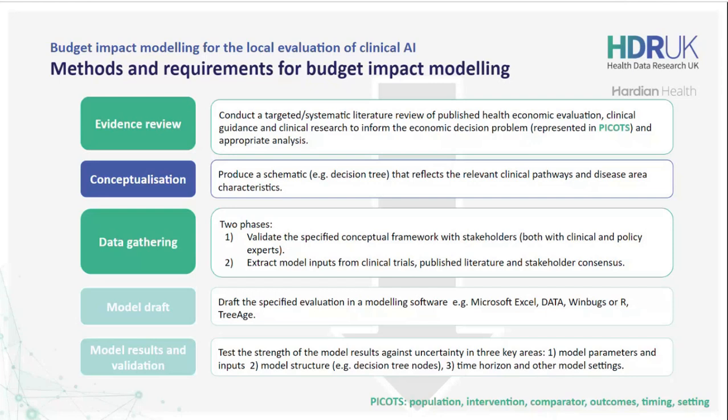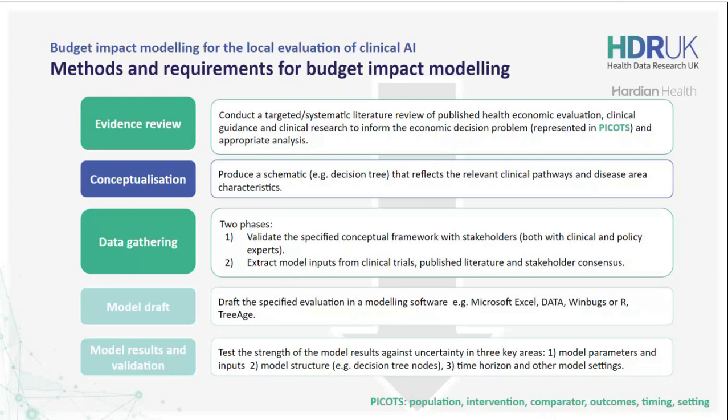And using the findings from the evidence review, you can then produce a schematic, typically in a decision tree format, that allows you to characterize the economic decision problem, reflect clinical pathways and the key disease area characteristics that are important for quantifying the economic impact of the intervention. And then you move into a data gathering phase. This is probably the most important phase of the process and requires a lot of planning. I'll talk a bit more about that later on.